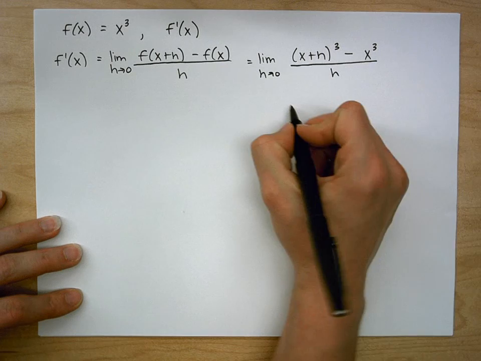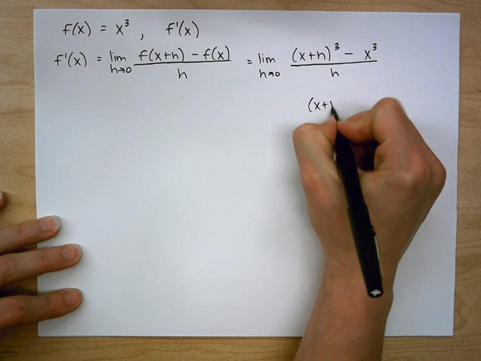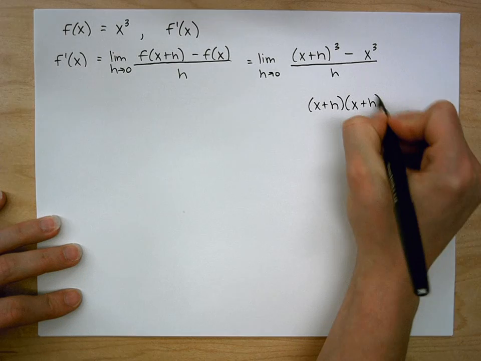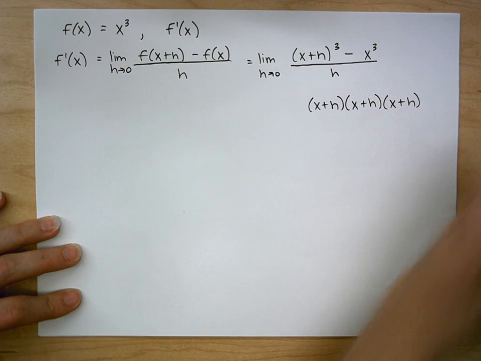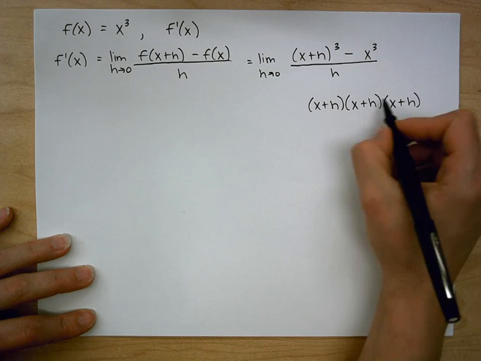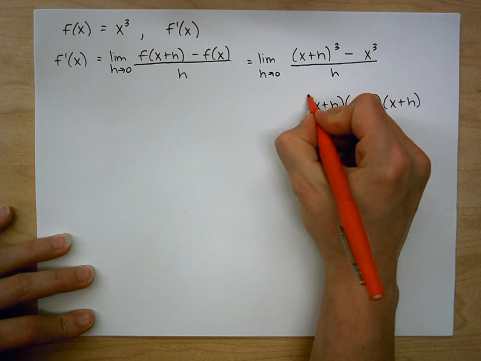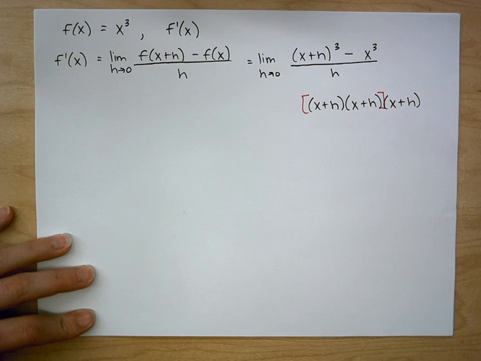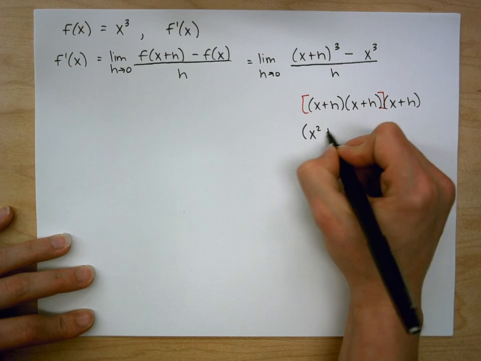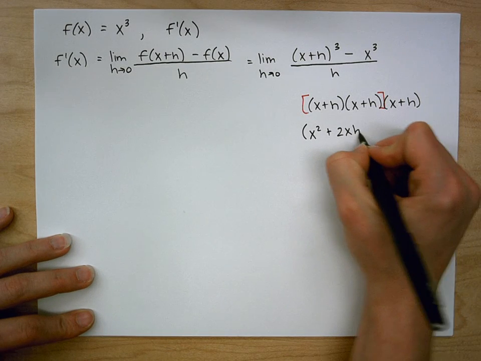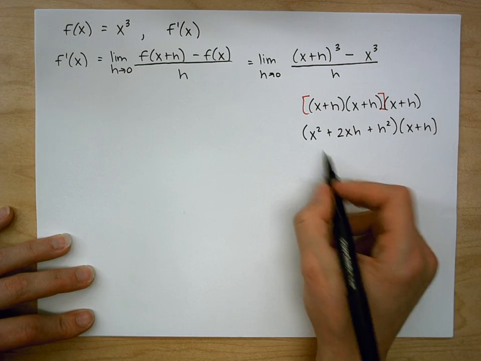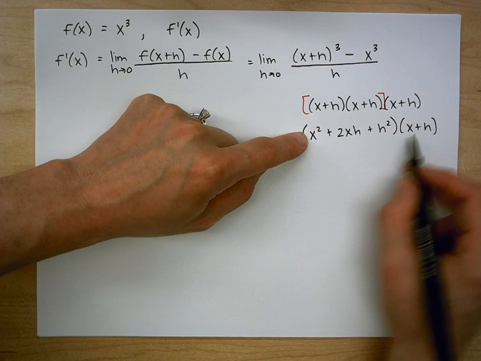So we want to rewrite x plus h cubed, which of course means it's x plus h times x plus h times x plus h. The easiest way to do this is to think about separating it into different pieces. So we'll look at the first two first. We actually did that work already. It was x squared plus 2xh plus h squared. And then now we'll distribute, just make sure each piece goes to each piece.